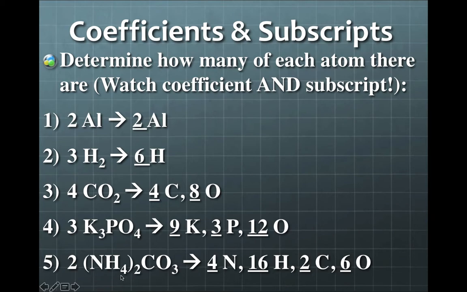Okay, in each of the compounds, I have 4 times 2, which is 8 hydrogens, but I have 2 compounds, so 2 times 8, which is the same thing as 2 times 4 times 2, gets me 16 hydrogens. Then carbon's easy, just 2 times 1 gets me 2 carbons, and then oxygen 2 times 3 gets me 6.